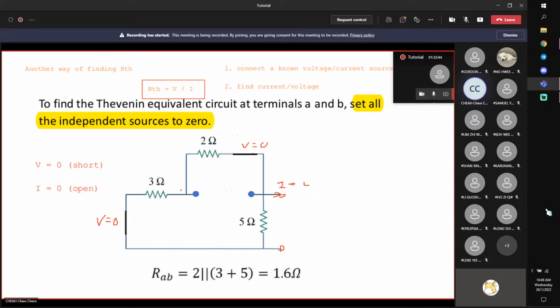Now some of you may be confused. Why do I say this is parallel with this? If you apply a voltage source across here, then everything will be clear. Over here, you can see very clearly that this is actually in parallel with 8 ohms, as far as this voltage source is concerned. Now, with this method, you can also find your equivalent resistance.